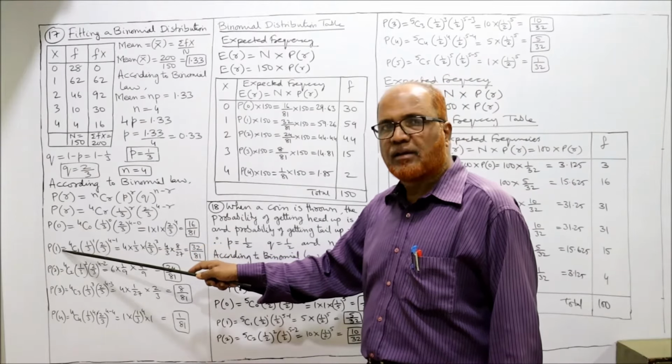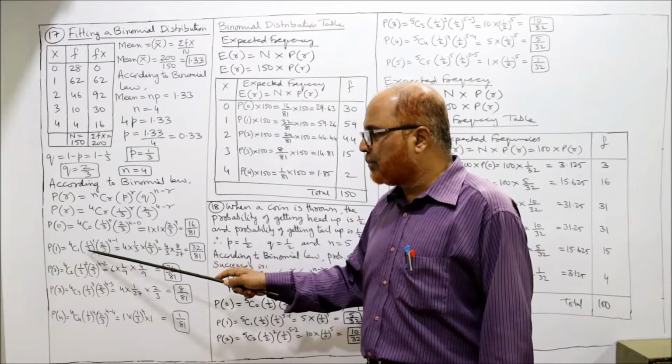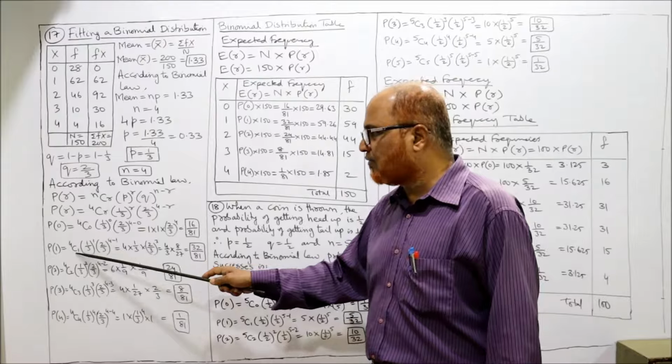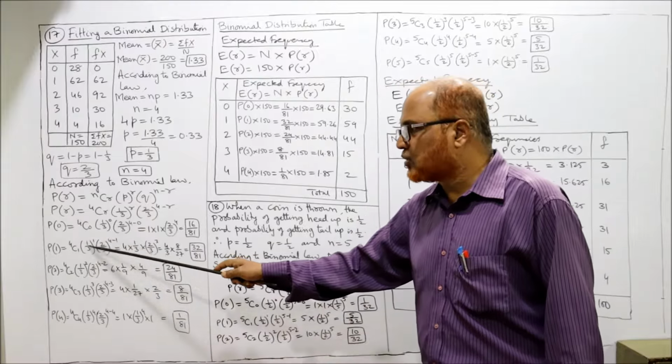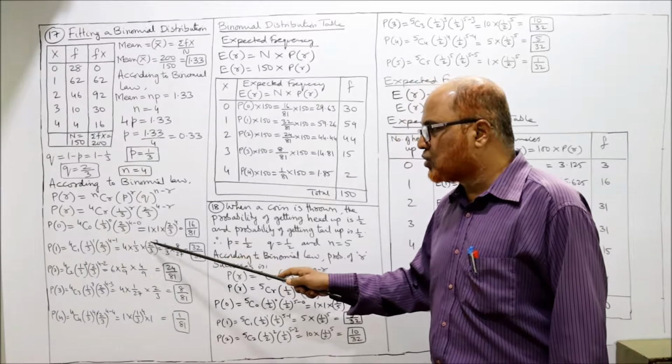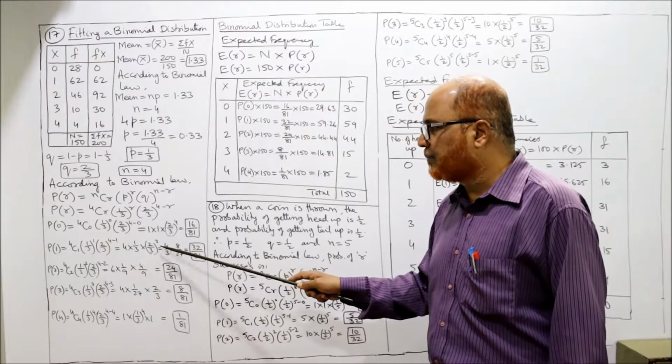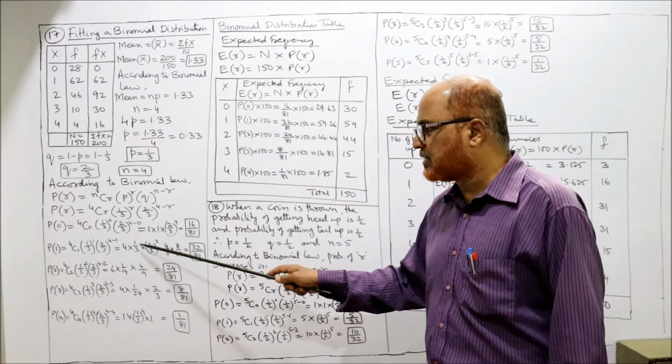Similarly, we calculate P of 1. 4C1, 1 by 3 to the power of 1, 2 by 3 to the power of 4 minus 1. So 4C1 is 4. 1 by 3 to the power of 1 is 1 by 3. Into 2 by 3 to the power of 4 minus 1 is 3. So now you can multiply 4 into 1 by 3 is 4 by 3.